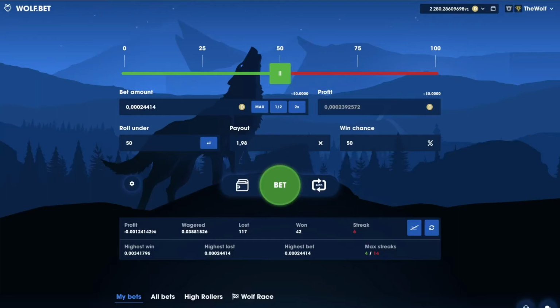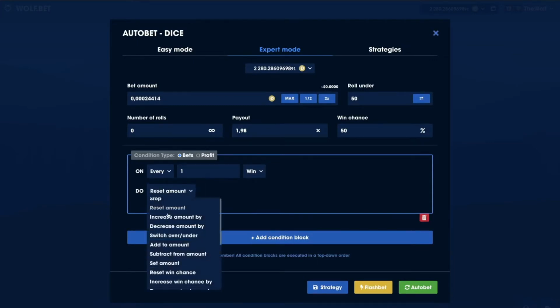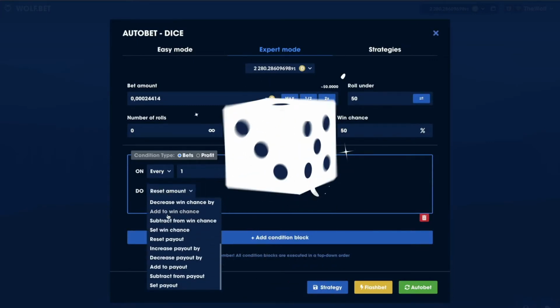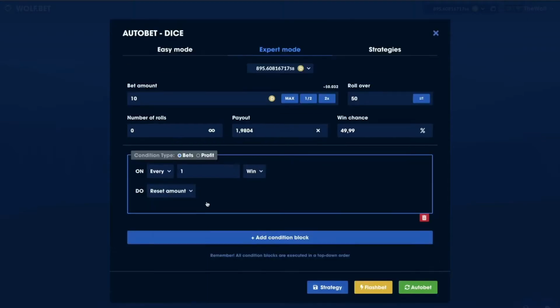Hello everyone, today we will focus on our Advanced Autobet. I will go through each Autobet condition and teach you how each condition works. Let's go! Below the video there is a time frame for each specific condition to make it easier for you. I will start with the bet condition type.